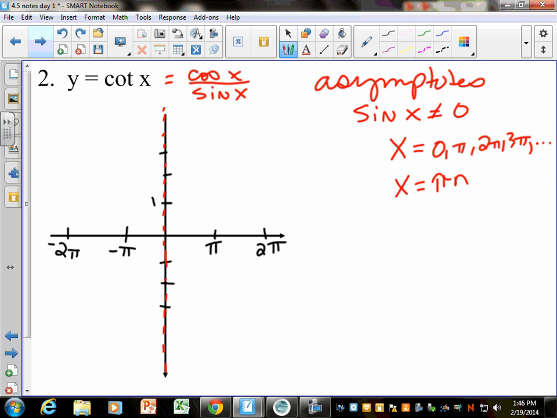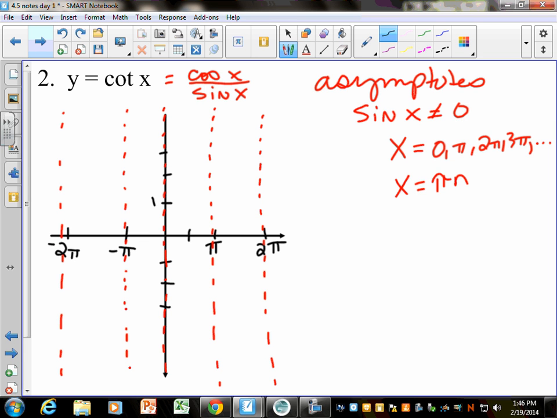So the y-axis is going to be an asymptote. At pi is going to be an asymptote. At 2 pi, at negative pi, at negative 2 pi. And then let's do the same thing that we did for tangent. Let's pick halfway in between. What would halfway in between 0 and pi be?